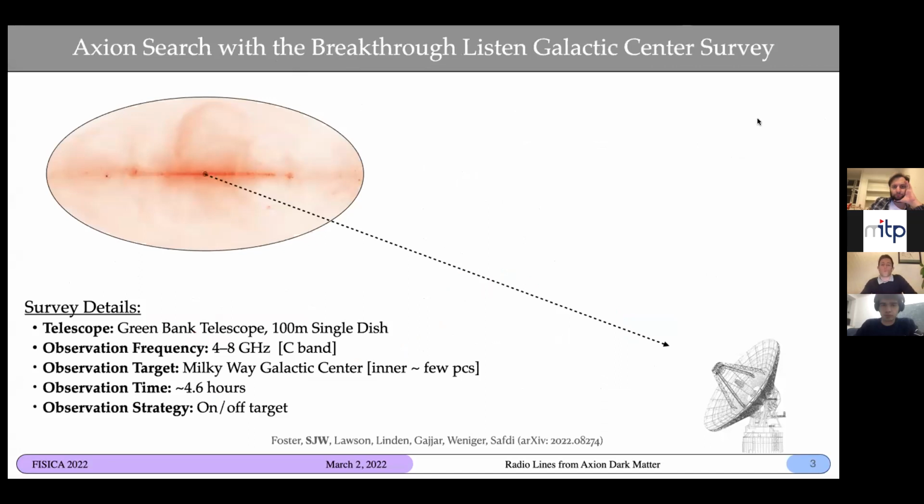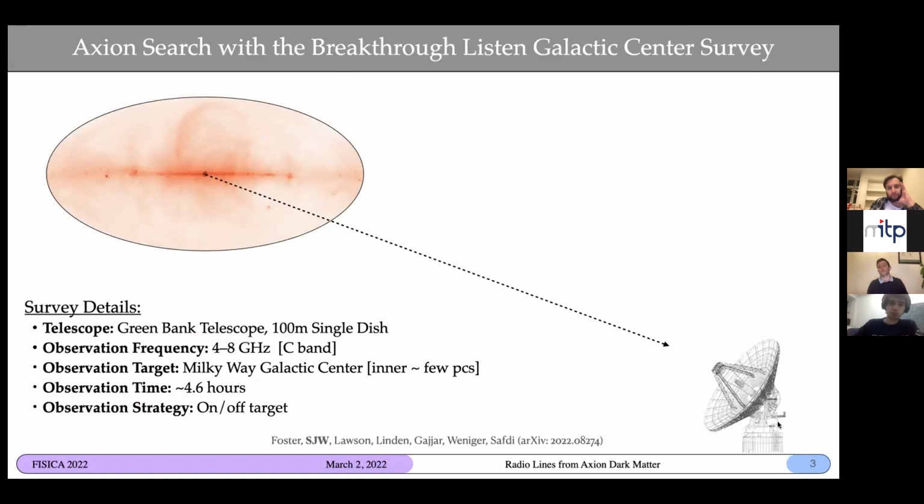Okay, so the search that we have recently done used data taken with the Green Bank telescope, which is a 100-meter single dish telescope based in the US. The data was actually taken with the Breakthrough Listen initiative, which was started by Stephen Hawking and Yuri Milner back in 2015, where they basically said, we're going to spend $100 million buying a bunch of time on radio telescopes, and we're going to use these radio telescopes to look for extraterrestrials. Now, thankfully for us, they are looking in dense stellar environments like the galactic center, and they are trying to look at very high spectral frequency resolution observations, which is perfect for us.